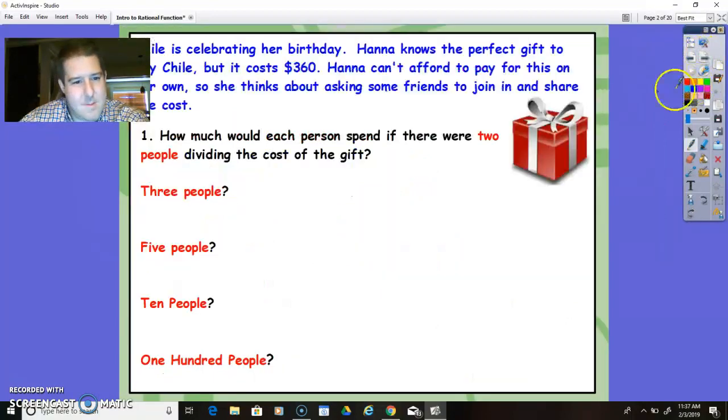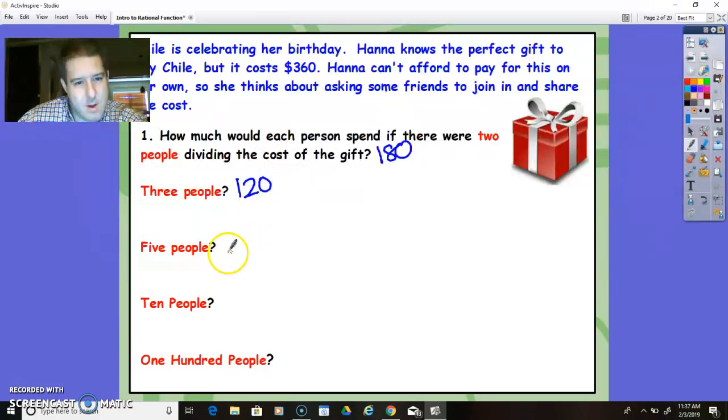All right. Next question. So we're getting into, this is a word problem that has to do with rational functions. How much would each person have to spend if two people were splitting the cost of a $360 present? Now, if two people were doing it, it'd be $180 per person. If three people, that'd be $120 going in. So 5 people were going into 360.